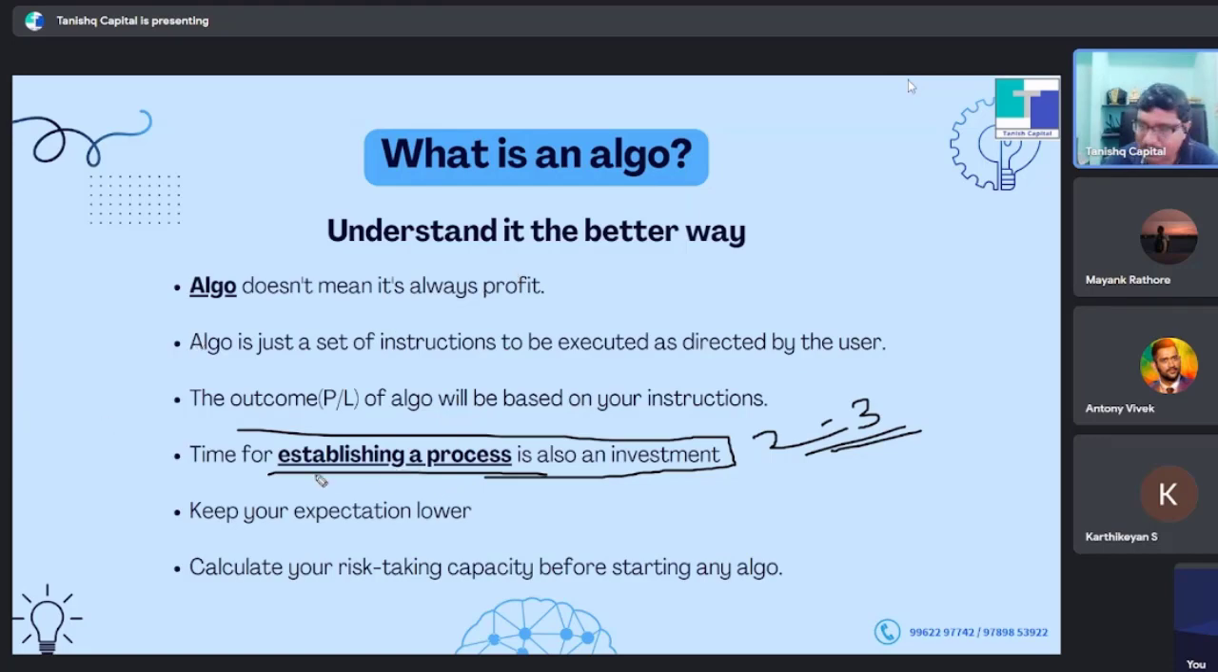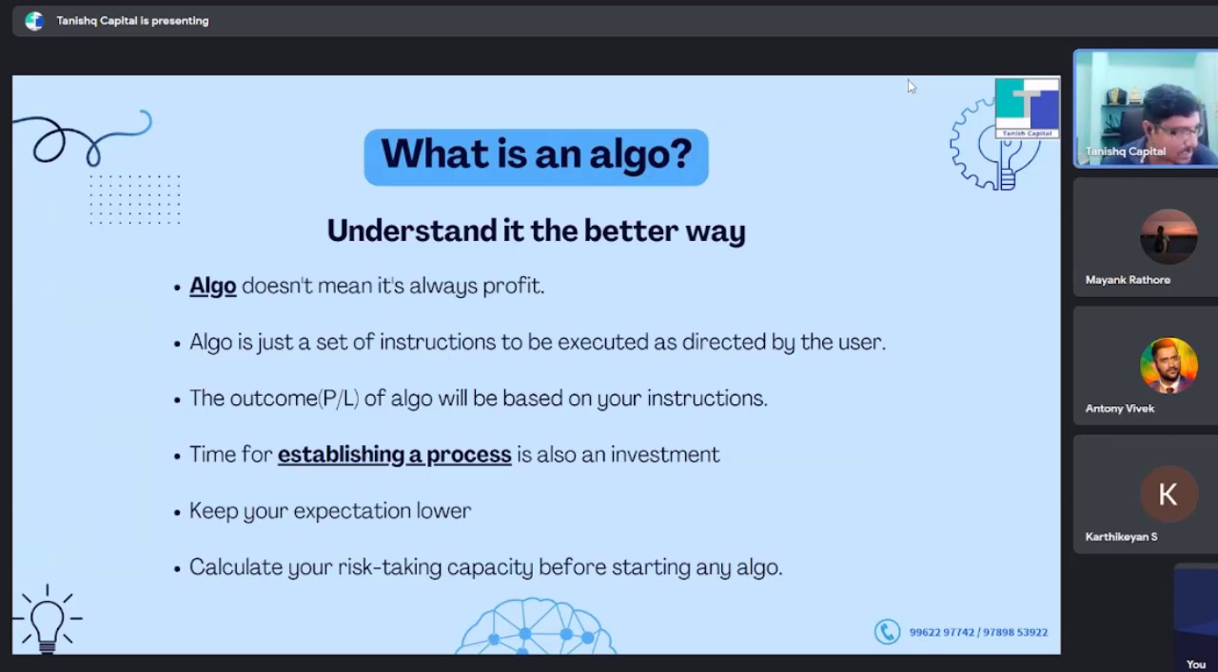So, establishing a process. What does process mean? Which is the idea for your trade? Whether that idea is already applicable to the current market scenario, or is it good for the existing market scenario, or if the market is changing, do I need to have a different process? Then automation will bring good results. It is not just algo. It is the major process.